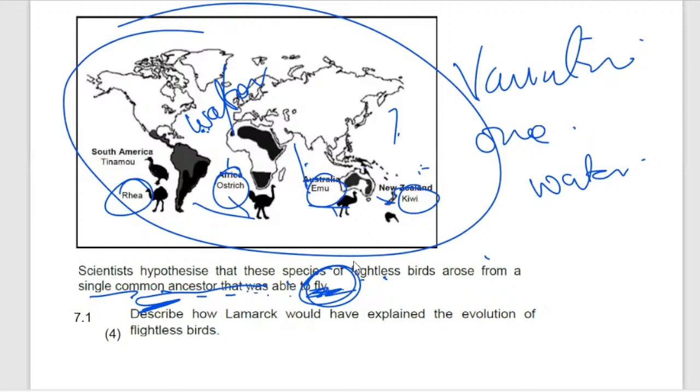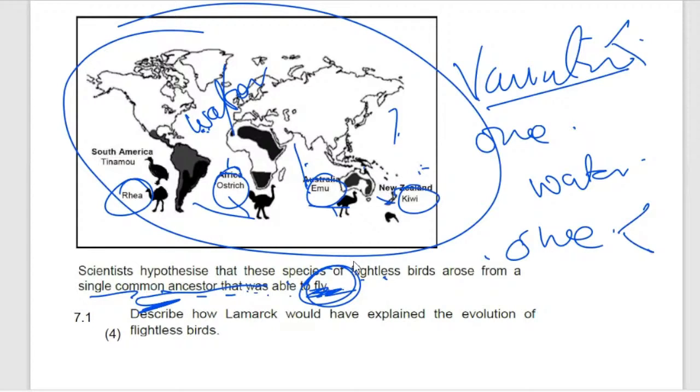When they ask you to describe using natural selection, you describe Darwinism. You explain natural selection. In natural selection, you start with the variation. You tell us the variation between the two. While in speciation, you start with one population, and then it split.